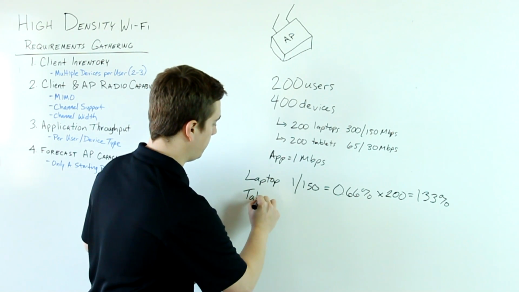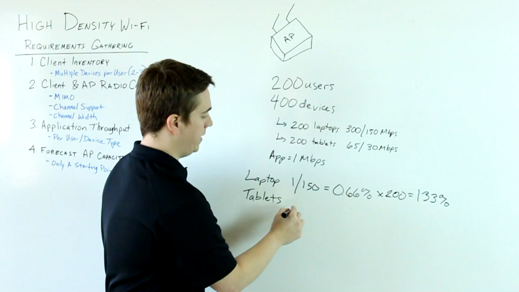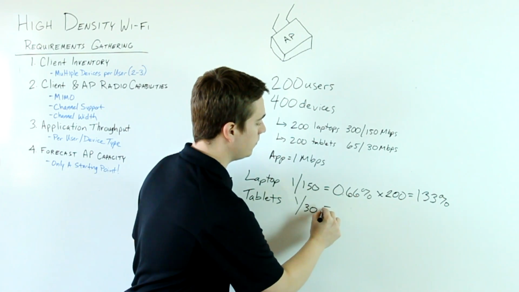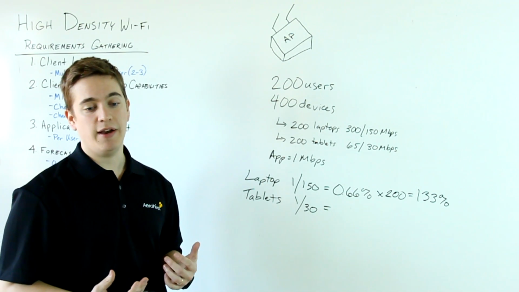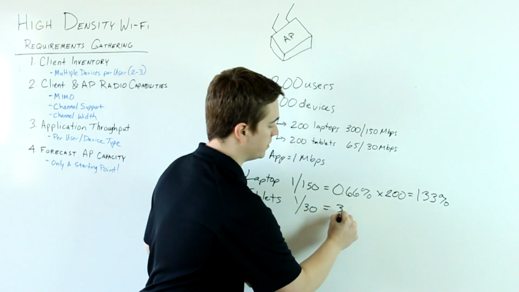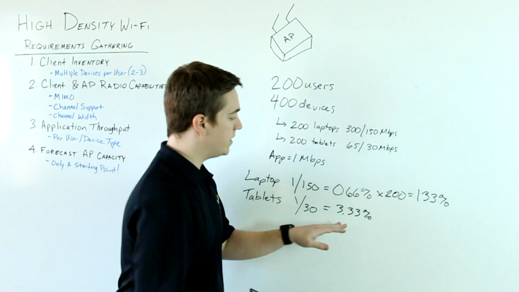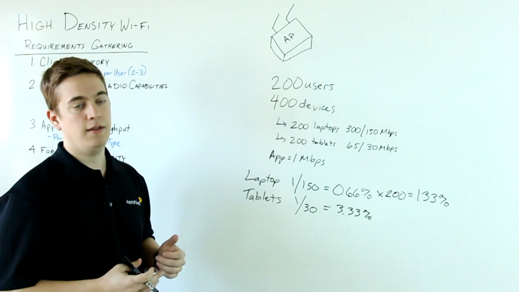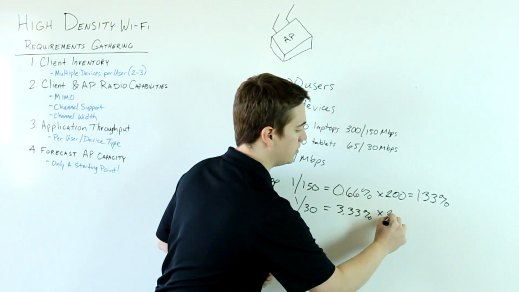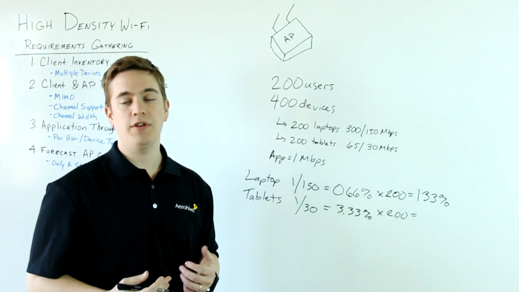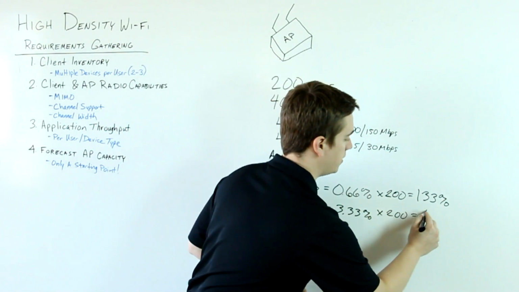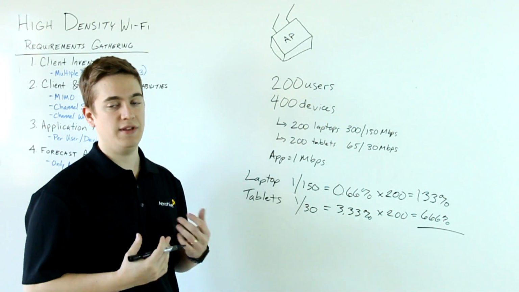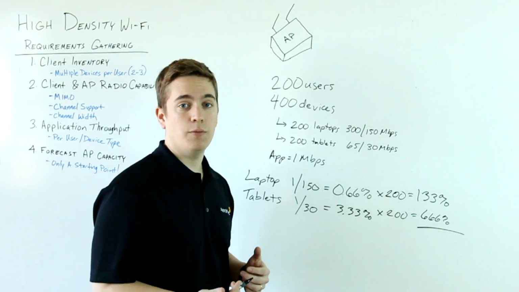For the tablets, they're needing the 1 megabits per second, but they're only capable of 30 megabits per second of actual throughput. So the airtime utilized by every tablet device is going to be higher. It's going to be 3.33%. So already you can see the disparity for the same application throughput, that the tablet requires much more airtime than the laptop. We have 200 tablet devices, so we'll go ahead and multiply that out, and we'll end up with a total airtime utilization for all 200 tablets of 666%. We add the 2 together because we need to support all of these in the same environment, and we end up with 800% airtime utilization.